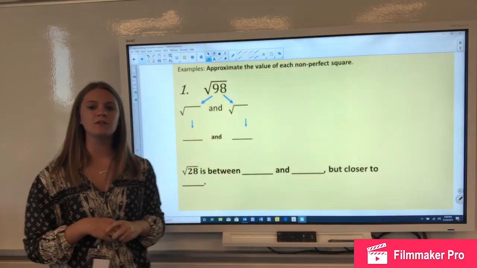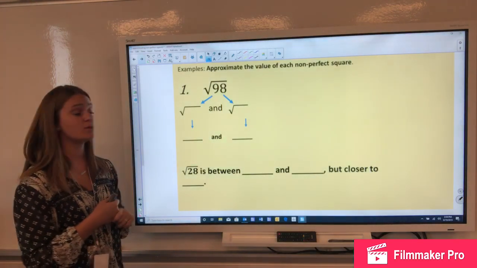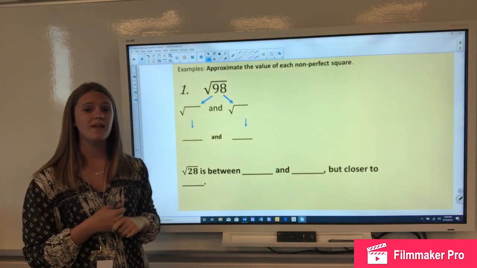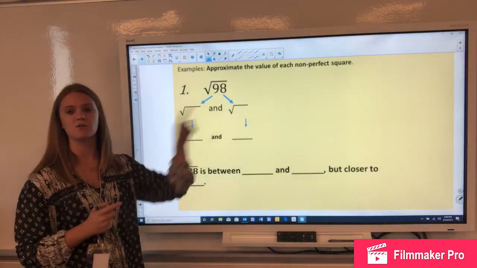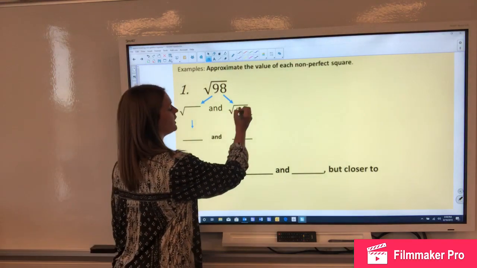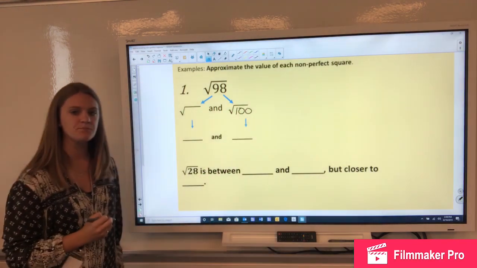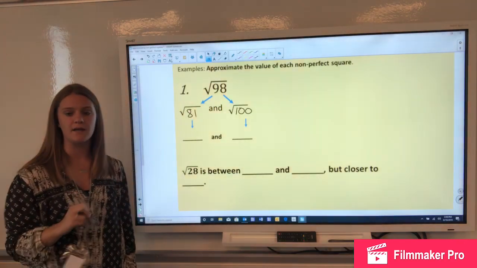All right, underneath your notes, write the first example. We are going to find the approximate value of the square root of 98. All right, we need to know the first step is to find out which two perfect squares are on either side of 98. Easy, I know that the square root of 100 is very close on the high side. And if I think down, the square root of 81 is the perfect square on the low side.